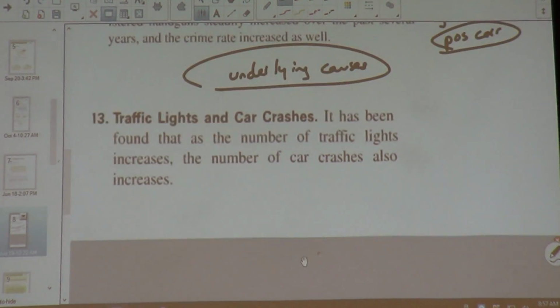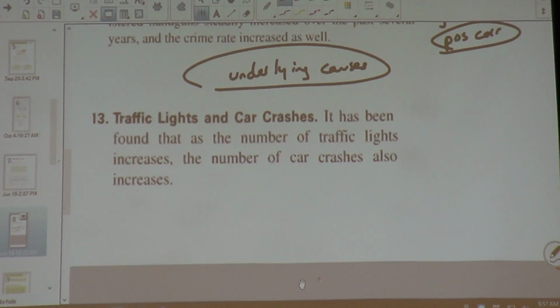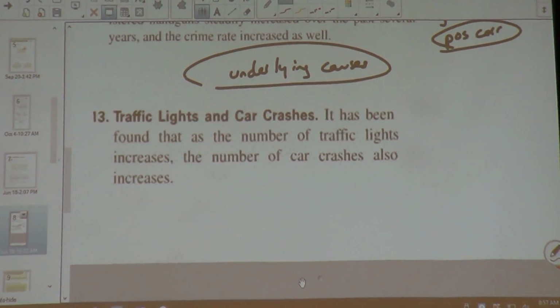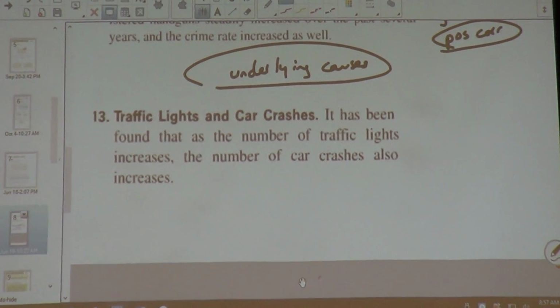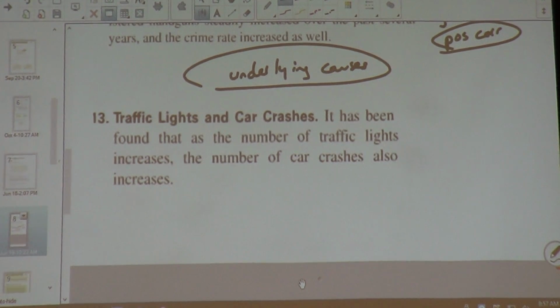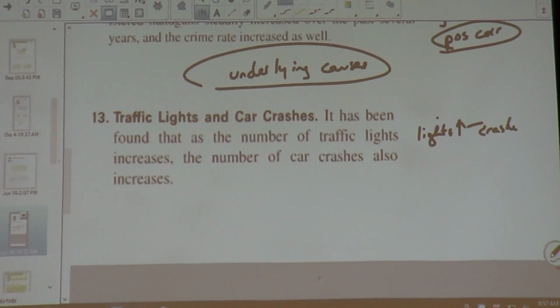There you go. Now, this one, I kind of have some issues with, and I put it out here because I don't believe in how they said to do this one, but we're going to talk about it. It has been found that as the number of traffic lights increase, the number of car crashes also increase. So tell me, what do you think the correlation is going to be? Positive. Lights are going up, crashes are also going up, so that's going to be a positive correlation.